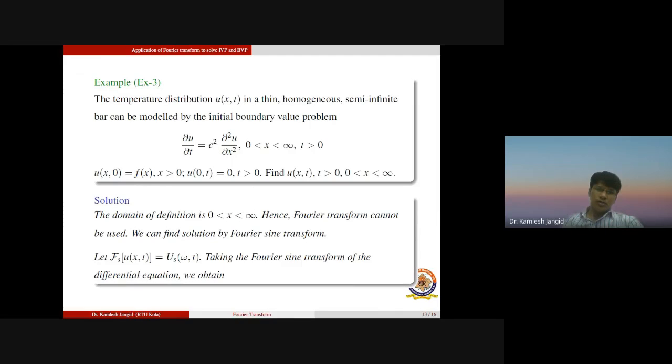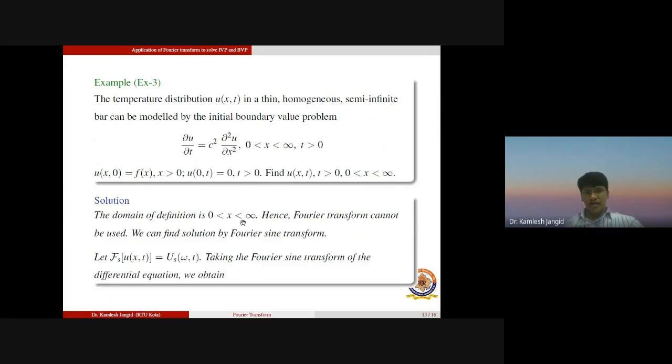The temperature distribution u(x, t) in a thin homogeneous semi-infinite bar can be modeled by the initial boundary value problem: ∂u/∂t = c² ∂²u/∂x², where x lies in the semi-infinite region 0 to infinity for t > 0, with the initial condition u(x, 0) = f(x) for x > 0, and u(0, t) = 0 for t > 0. Find the unit temperature distribution u(x, t) for t > 0 and x between 0 and infinity. The domain of definition is 0 to infinity.